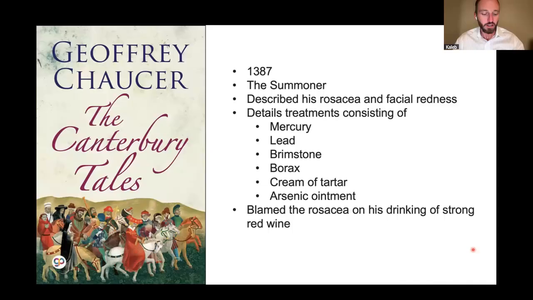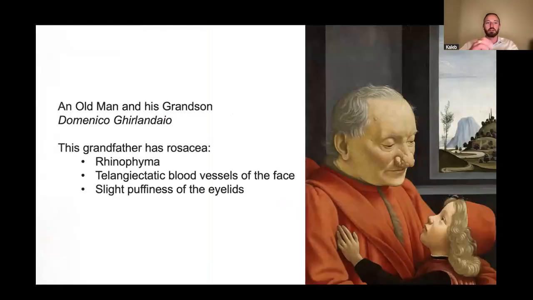We've known that facial rosacea has been a big problem for many, many years. In 1387, in Geoffrey Chaucer's book, The Canterbury Tales, the summoner, a character in this tale, was described for his facial redness. They even blamed his facial redness on drinking strong red wine, and were trying different treatments at the time for what we now know is facial rosacea. Things like mercury, lead, brimstone, borax, arsenic ointment, and cream of tartar.